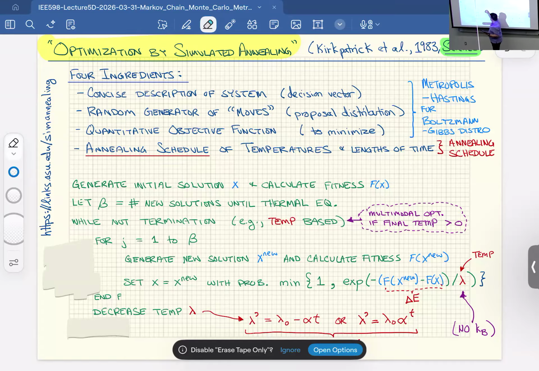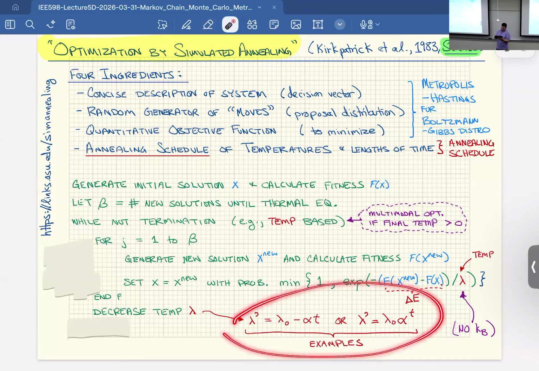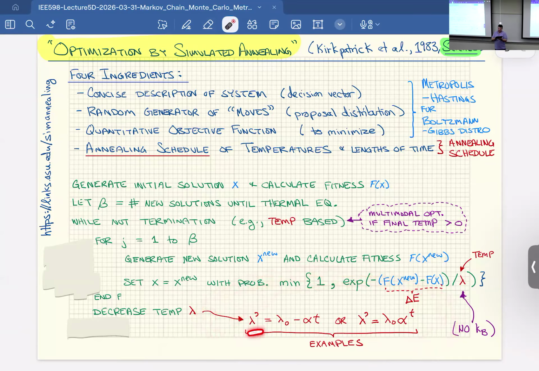So we iterate beta times at that temperature, and then we decrease the temperature based on an annealing schedule that we set. These are common examples of how we decrease the temperature. The next temperature is the old temperature minus some hyperparameter alpha times the current time. The current time is the number of iterations through the while loop. So after one iteration through the while loop, we go down 1 alpha step, 2 alpha steps, and so on. And this goes all the way down until we hit some 0 temperature.